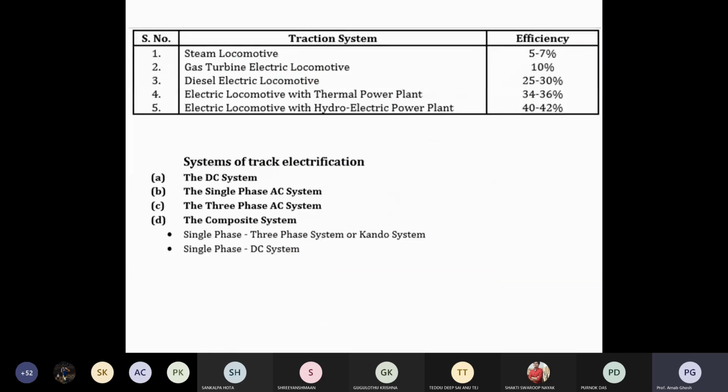So what are the efficiency levels of the traction systems? It is mentioned that the steam locomotive has an efficiency of 5 to 7%, the gas turbine electric locomotive 10%, the diesel electric locomotive 25 to 30%, the electric locomotive with a thermal plant 34 to 36%, and the electric locomotive with hydrogen 40 to 42%.